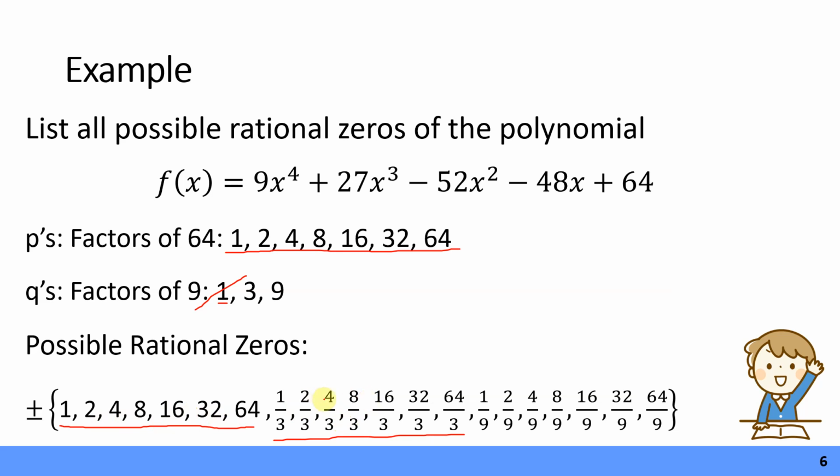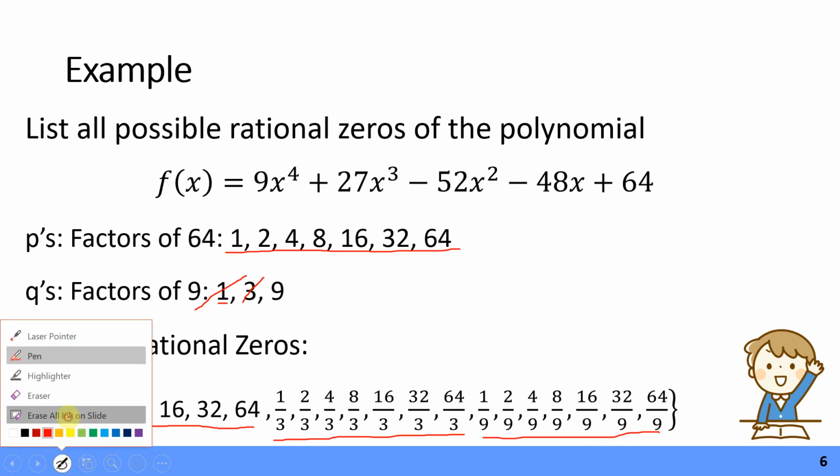Now, if for some reason one of the fractions simplifies to a number you already have on the list, you don't have to write it again. All right, I already divided all of these numbers by 3, so I'm done. And then I still have to come back and divide all of these numbers by 9. So 1 over 9, 2 over 9, 4 over 9, 8 over 9, 16 over 9, 32 over 9, and lastly 64 over 9, which are the ones I got here. Okay, and then again, don't forget your plus and minus at the very front. So all of these are possible rational zeros of the polynomial.